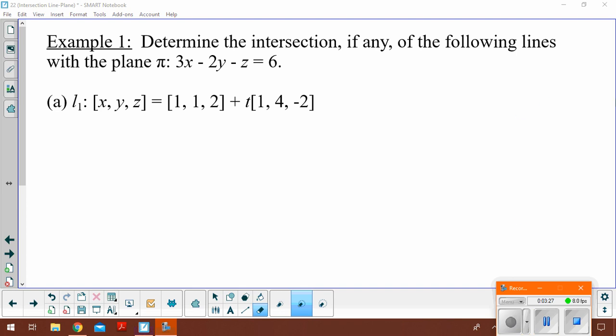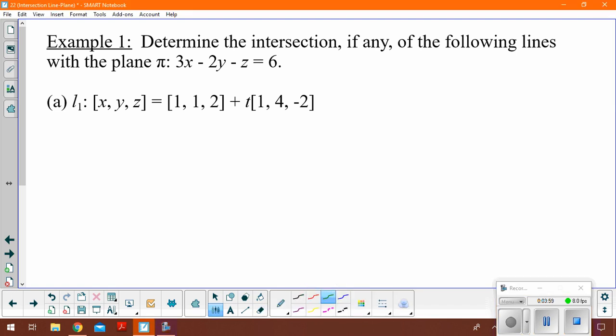For example one, we're going to determine the intersection, if any, of the following lines with this plane, 3x minus 2y minus z equals 6. One thing to note here is that it's much easier to work with the scalar form of the plane. If you had the vector form of the plane, you'd want to put it in scalar form first before you work through the solution. You can do it from the vector form, but it's a lot messier.